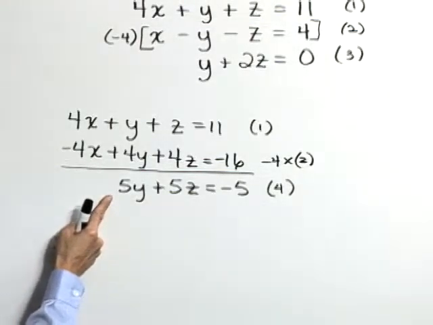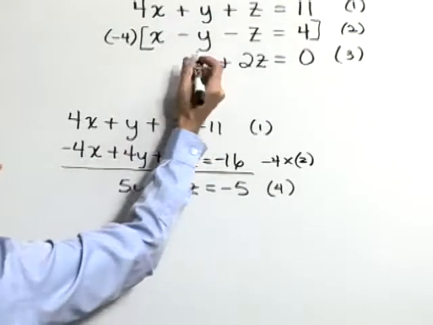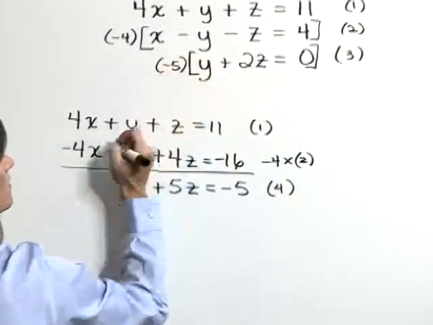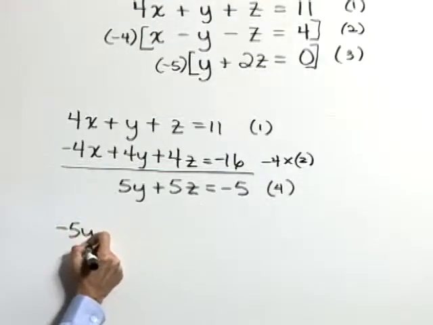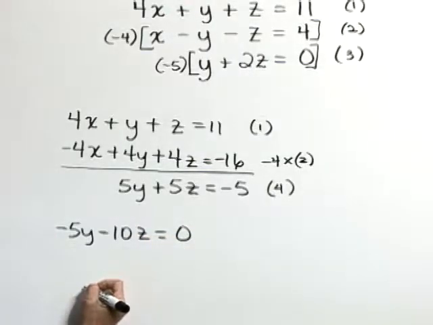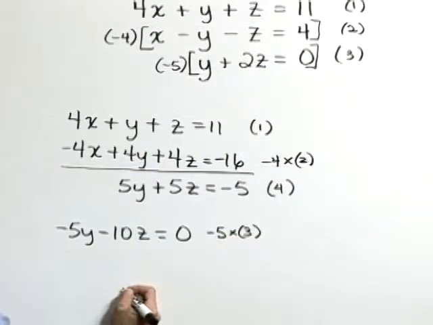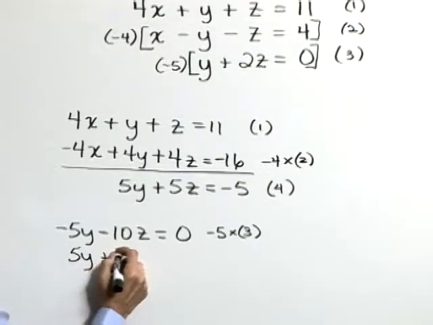And I'm going to use the elimination method again. I'm going to eliminate the y variable. So let's multiply equation 3 through by negative 5. Thus, it becomes a negative 5y minus 10z is equal to 0. That was negative 5 times our equation 3. Now let's rewrite equation 4 underneath it.